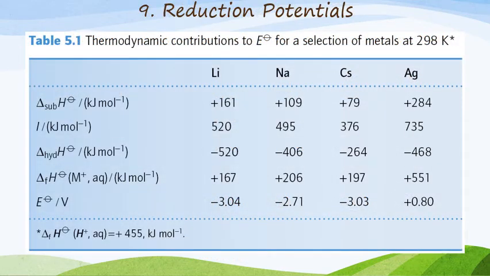This table just shows you some of the thermodynamic contributions to the standard electrode potential for a bunch of metals. It's just giving you some information about the various thermodynamic properties. I don't require you to learn this table off by heart, but you may be required to use it and interpret data with it.